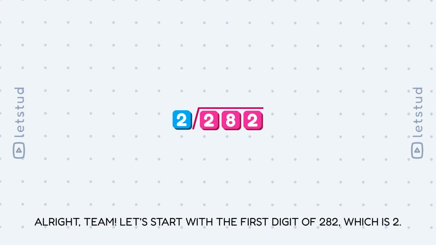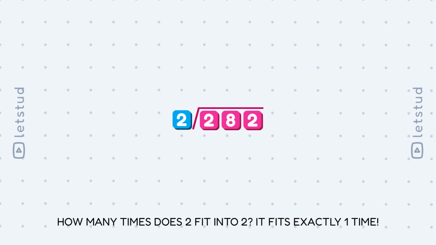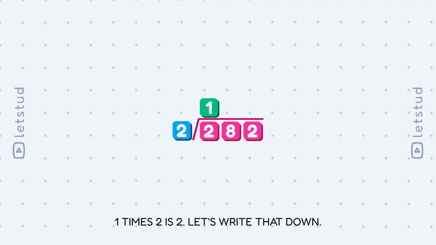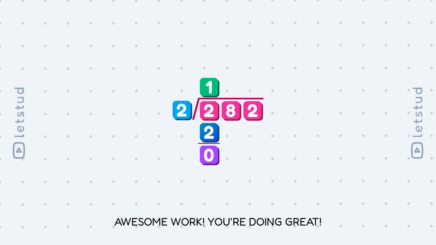Alright team, let's start with the first digit of 282, which is 2. We'll use this 2 for our first step. How many times does 2 fit into 2? It fits exactly 1 time. 1 times 2 is 2. Let's write that down. Now we subtract 2 from 2, which leaves us with 0. Awesome work, you're doing great.